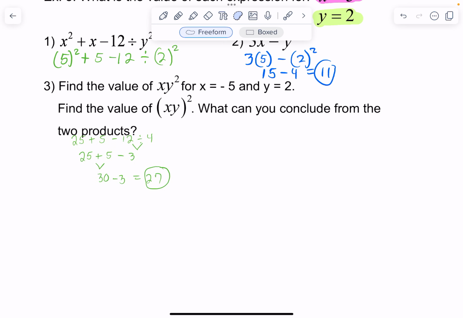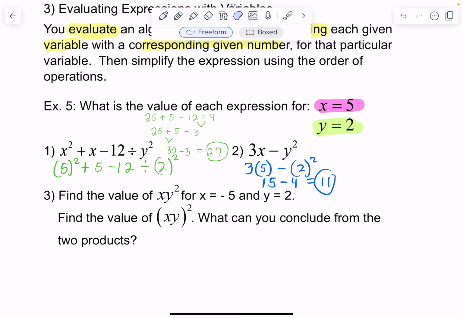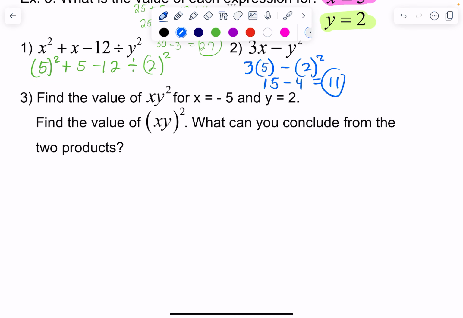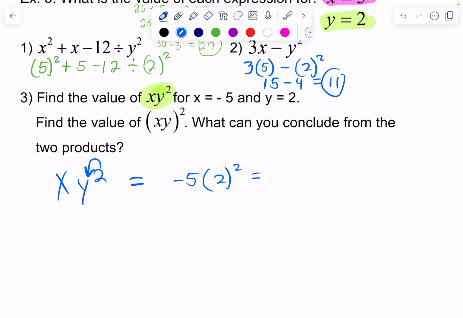Hopefully that's helpful, and that rings a bell. All right, how about this? Find the value of x y squared for x equals -5 and y equals 2. Let's first investigate this x y squared. Please remember that the power of 2 here is only affecting the y because it's not in parentheses. So I have x, which is -5, times 2 squared. Following the order of operations, that's going to give me -5 times 4, which is -20.